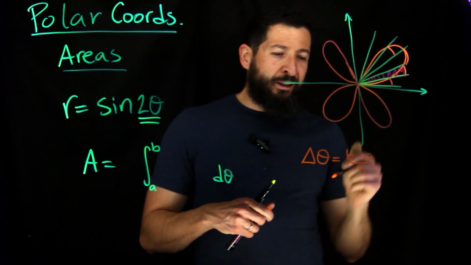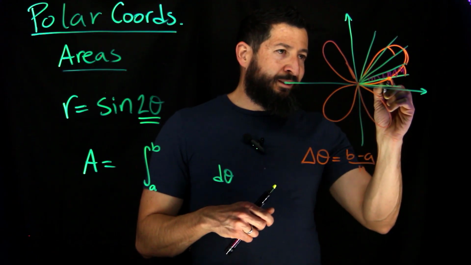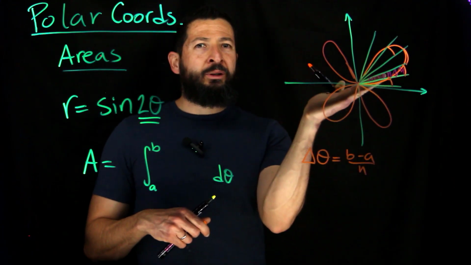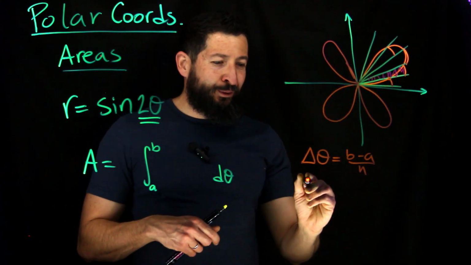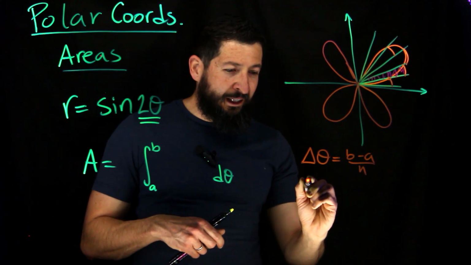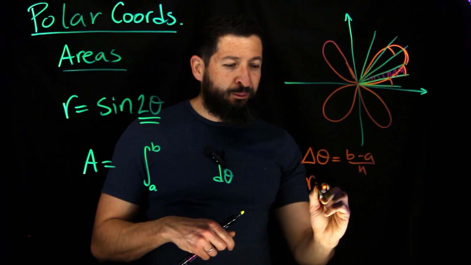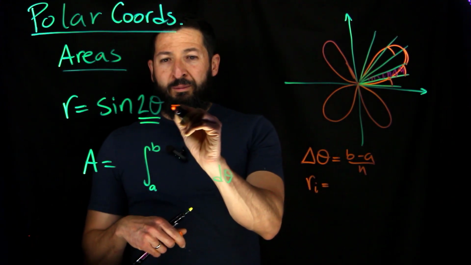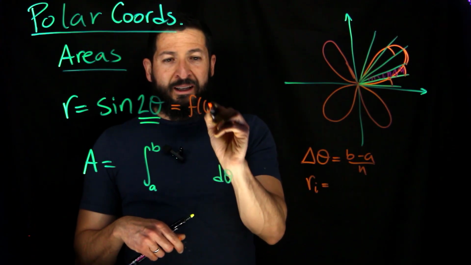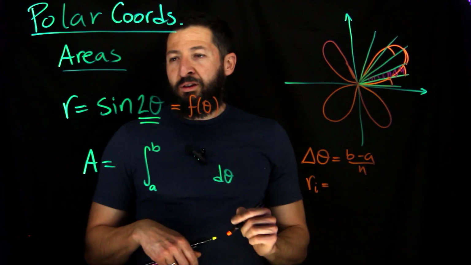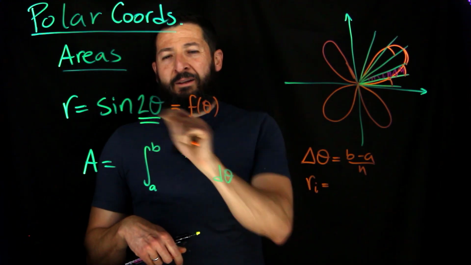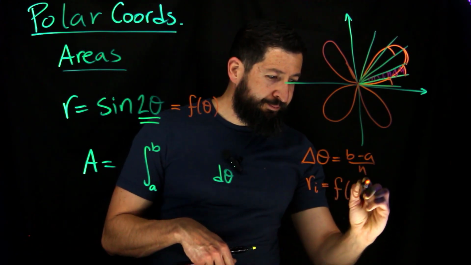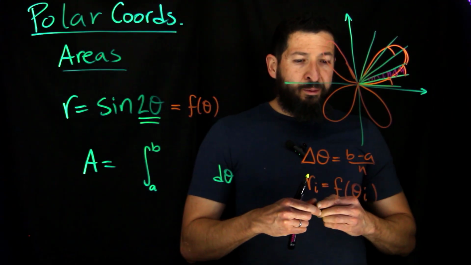So now I'm going to pick this to be the radius for the endpoint. I'm kind of doing the right endpoint, if you will. So my r sub i, the radius I'm going to pick, is going to be the function. I'm assuming this is going to be r equals f of theta, so I'm going to call that function f. In my case, my function f is going to be the sine of 2 theta. So I'm going to pick that to be f of theta i. Okay, so that's going to be my r i.